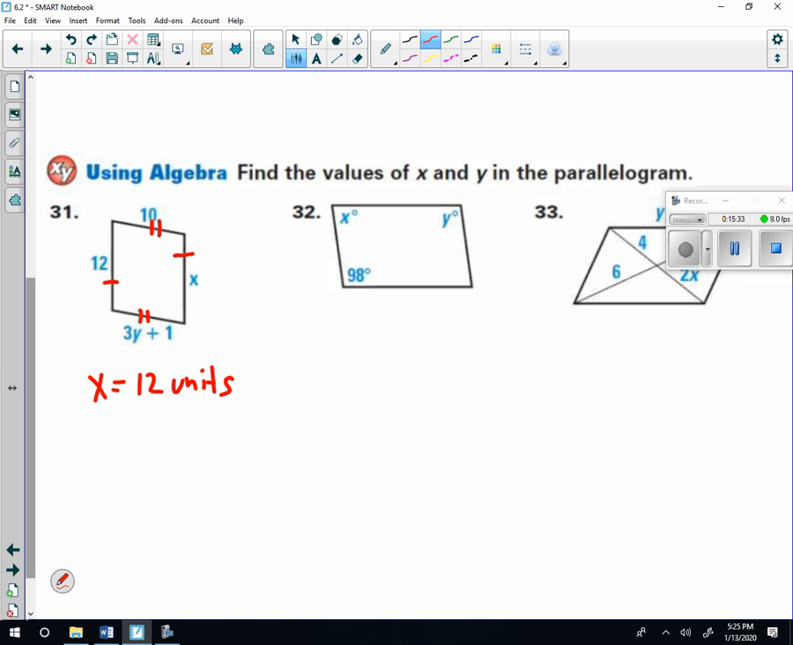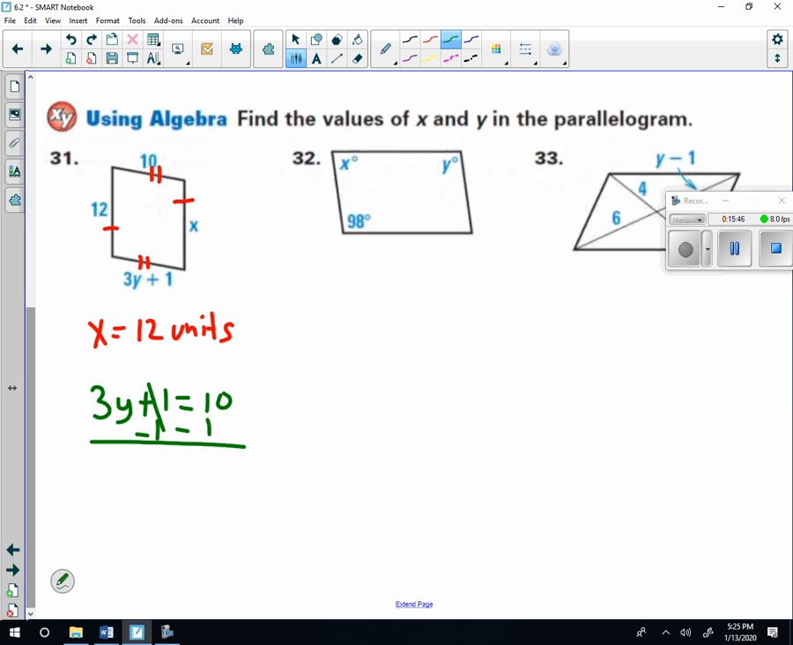To find the value of y, we know that those two opposite segments are congruent. So we're going to go 3y plus 1 equals 10. Subtract 1 from both sides to rebalance the equation, giving us 3y equals 9. Then dividing by 3 gives us what y would have to equal, which is 3.